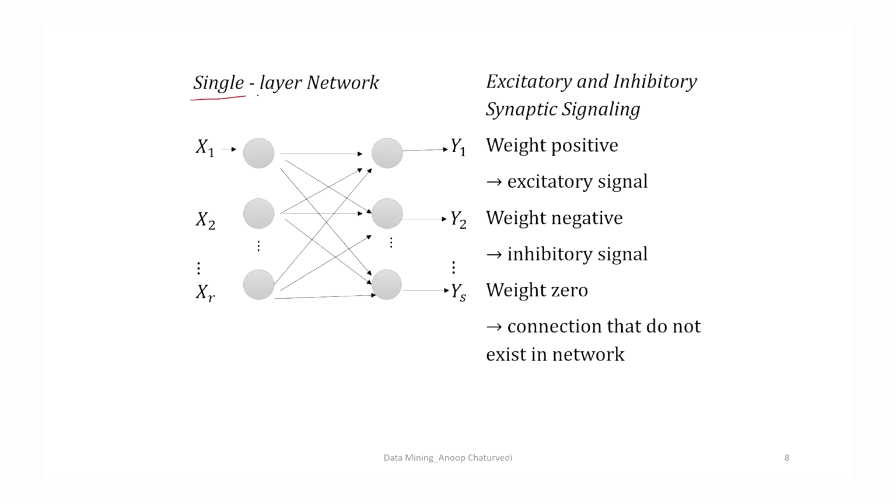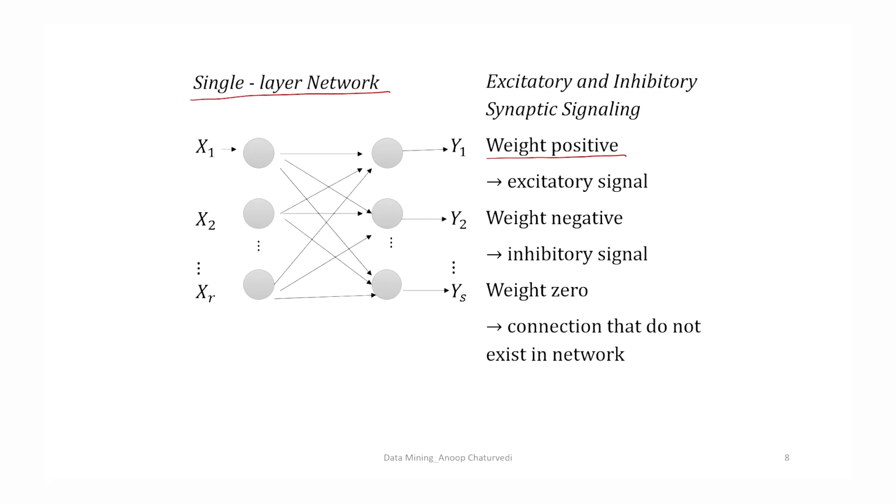Now, this is your single layer network. In the earlier case, actually we have considered binary output variable. Here the output variables are y 1, y 2, y s. So, s output variables. You have inputs x 1, x 2, x r. Then we combine these inputs using connection weights, and then we get y 1, y 2, y s as the output. Now, suppose a particular weight is positive.